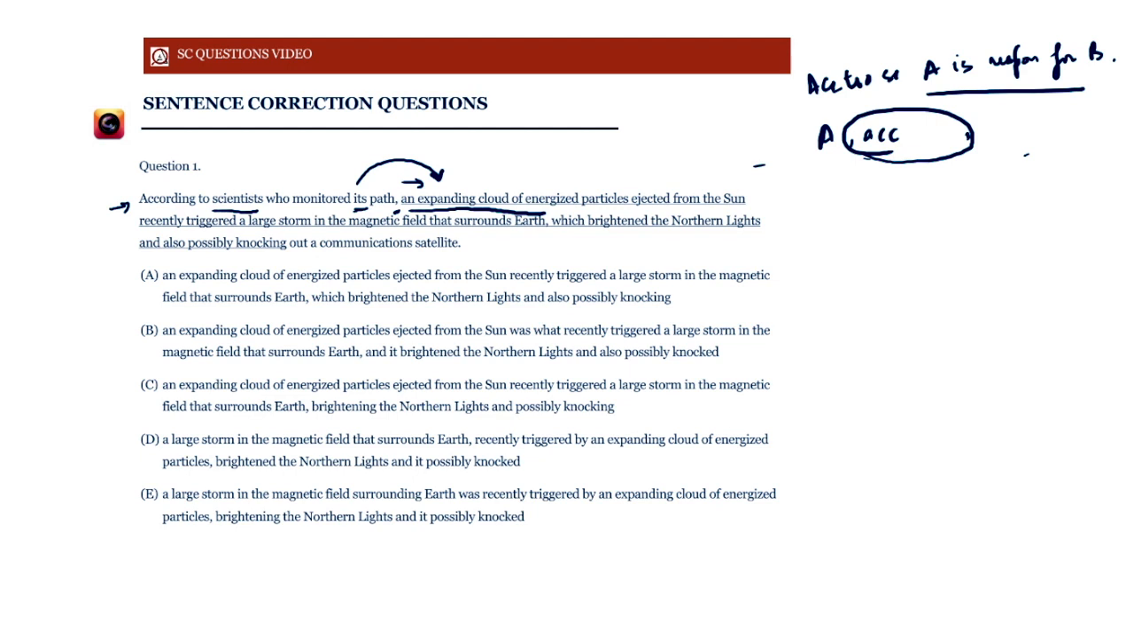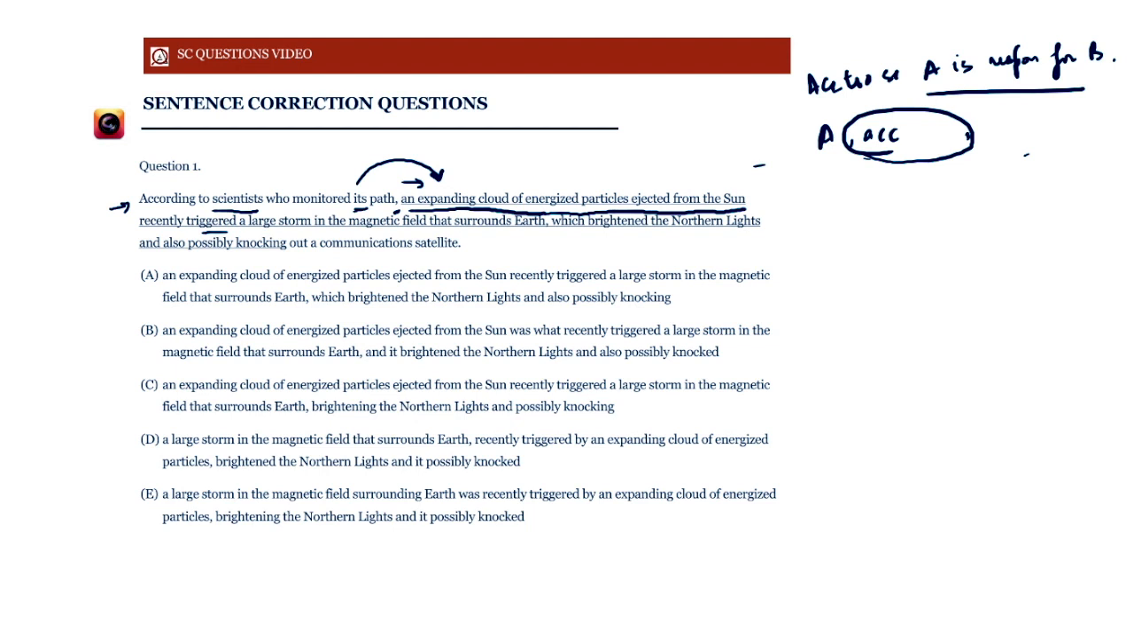Okay, so what is the main clause? An expanding cloud of energized particles ejected from the sun. Look, there are a lot of modifiers in this entire thing, right? Recently triggered a large storm. So then we know that the verb comes over here. This recently is your adverb. Fine. An expanding cloud of energized particles ejected from the sun, this entire thing is our subject.